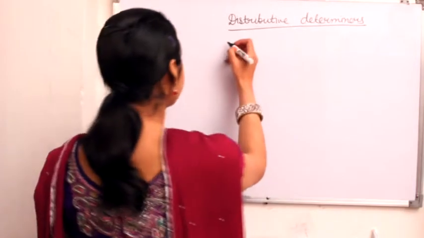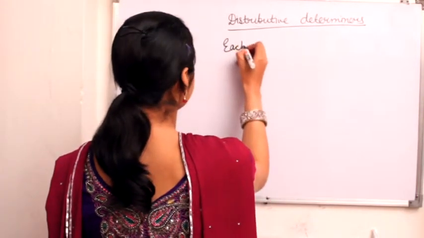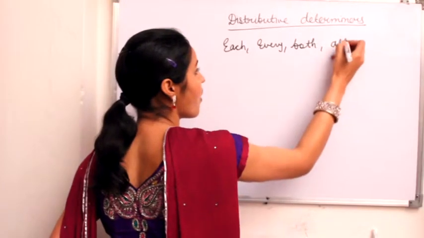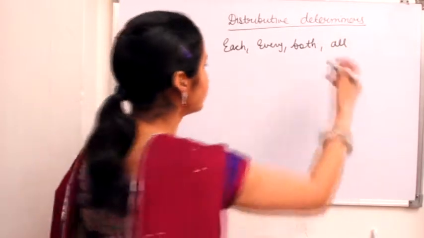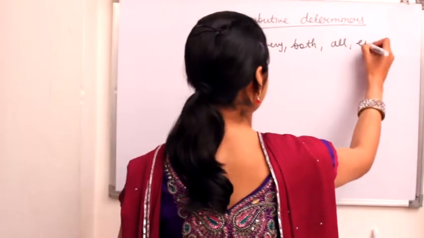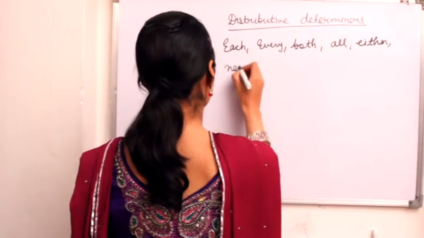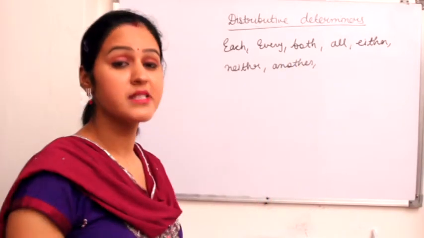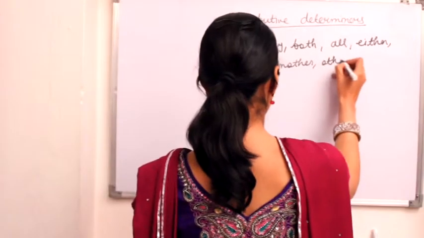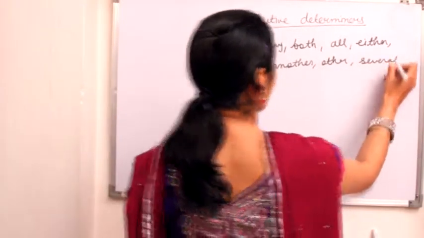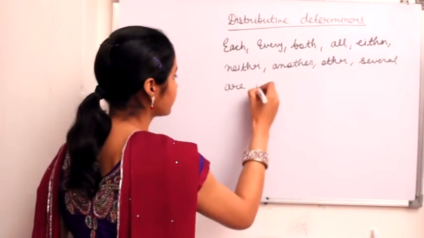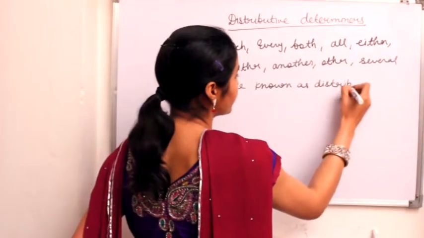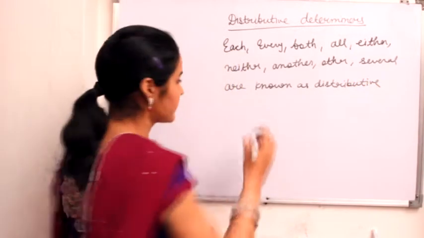So first I write here about each, every, both, all, either, neither, another, other, several, which are known as distributive determiners.